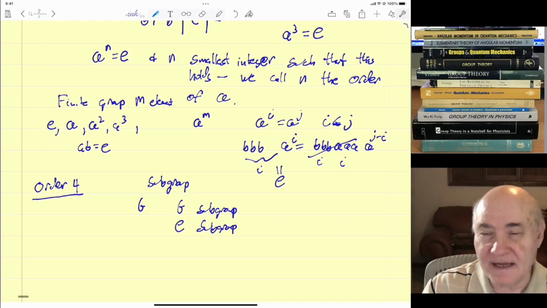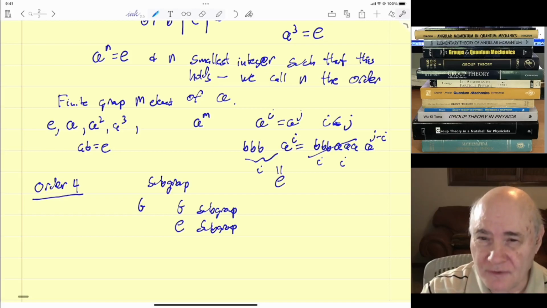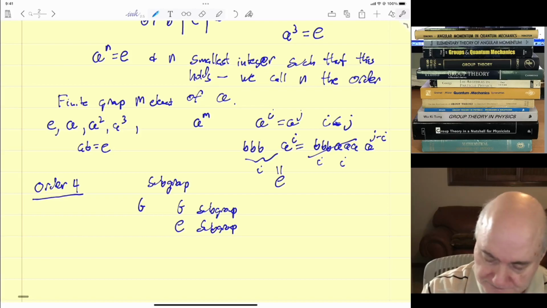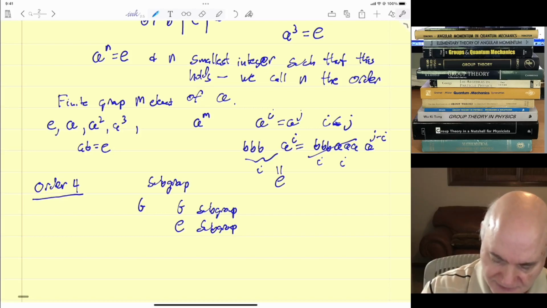It may or may not have other subgroups. Most groups do have other subgroups, but not all. And I'll show you. For instance, Z3 doesn't have any proper subgroups. They all have G and E, but Z3 doesn't have any proper subgroups, and neither does Z2. But most finite groups do have subgroups, and we'll talk about that.